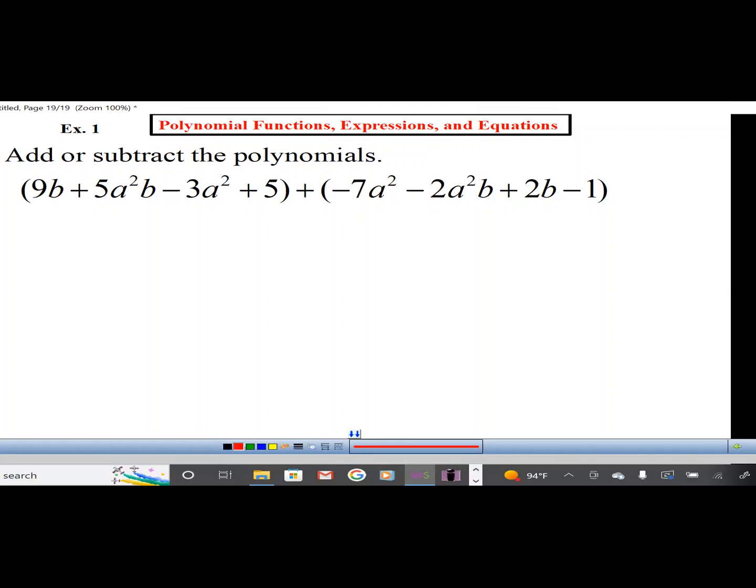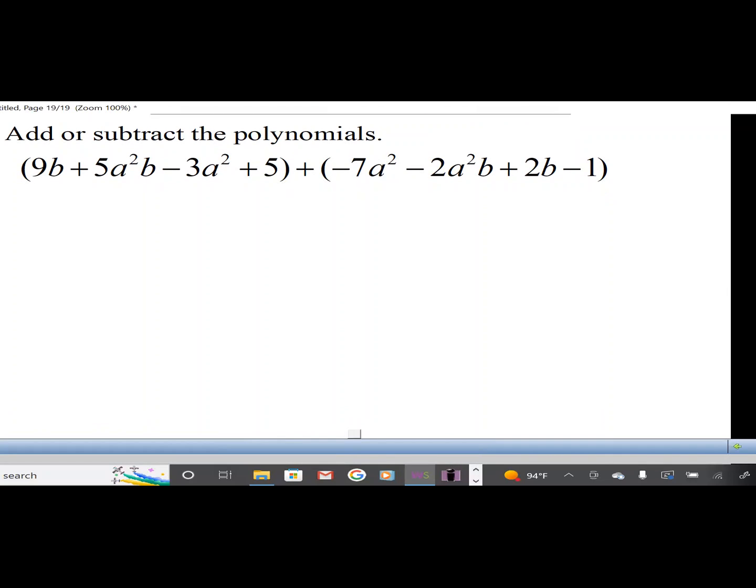So first things first. The very first thing when we add or subtract polynomials, we need to check to make sure there is addition between the polynomials. So let's check. Is there an addition sign between the polynomials? Yes, I'm going to circle that. Check. I got that down. Once again, what is the first thing we check? Addition between the polynomials, all right?